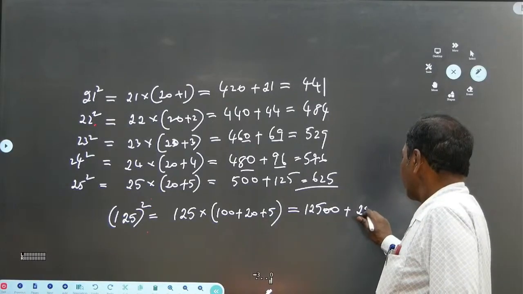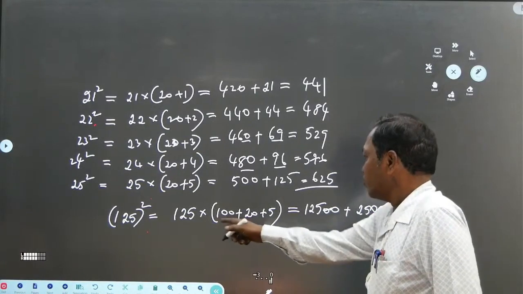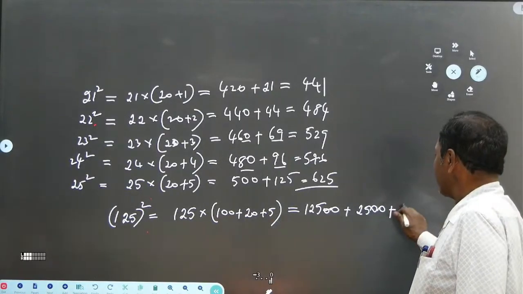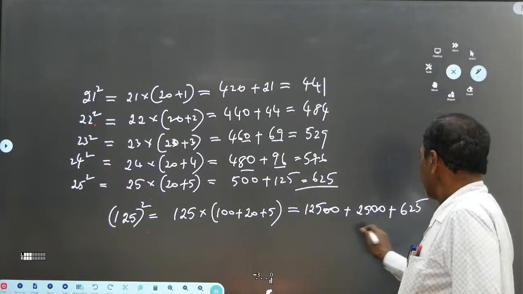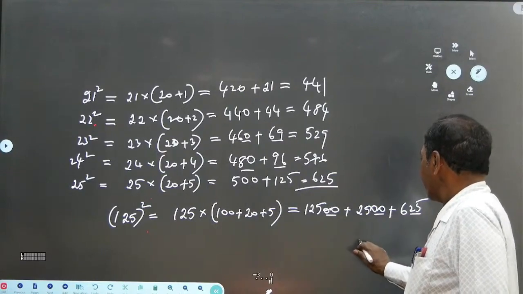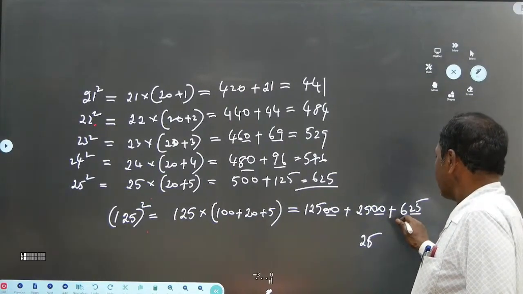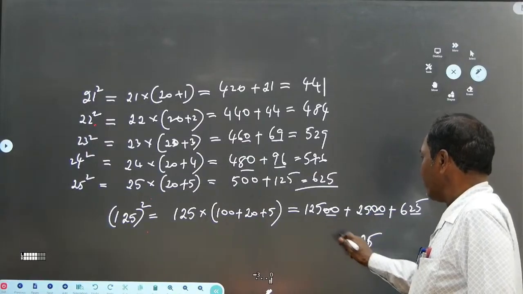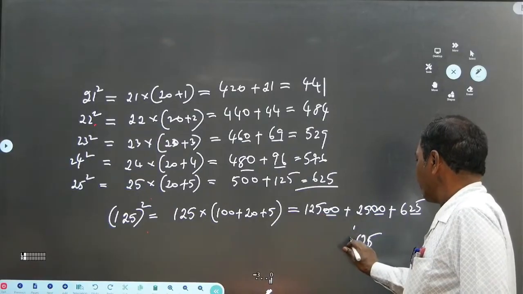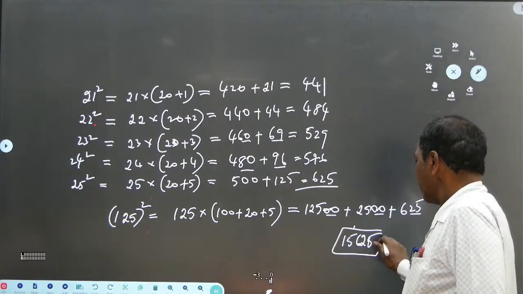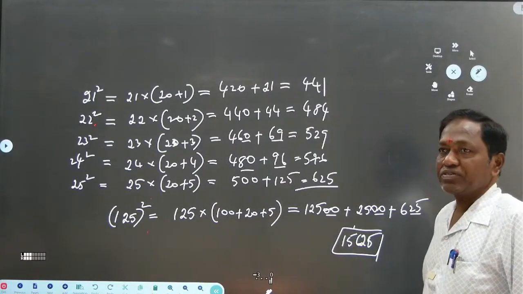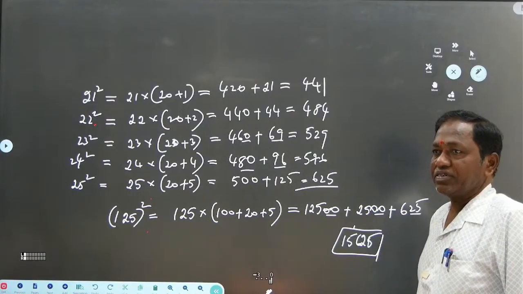250, 1 zero. Plus 125 into 5, so 625. Now you can take the first two digits, 25, you can take 25 here. Third digit, 6 plus 5, 11, 11 plus 5, 16, 1 carry. 2 plus 2, 4, 5 and 1, 15,625. Already you will get the options also. That's a split. Arithmetic process you can do that.